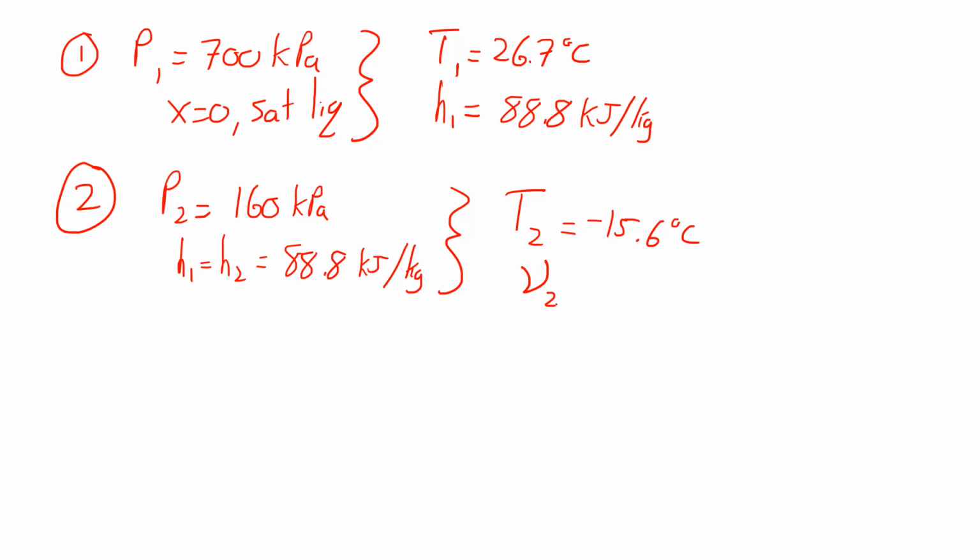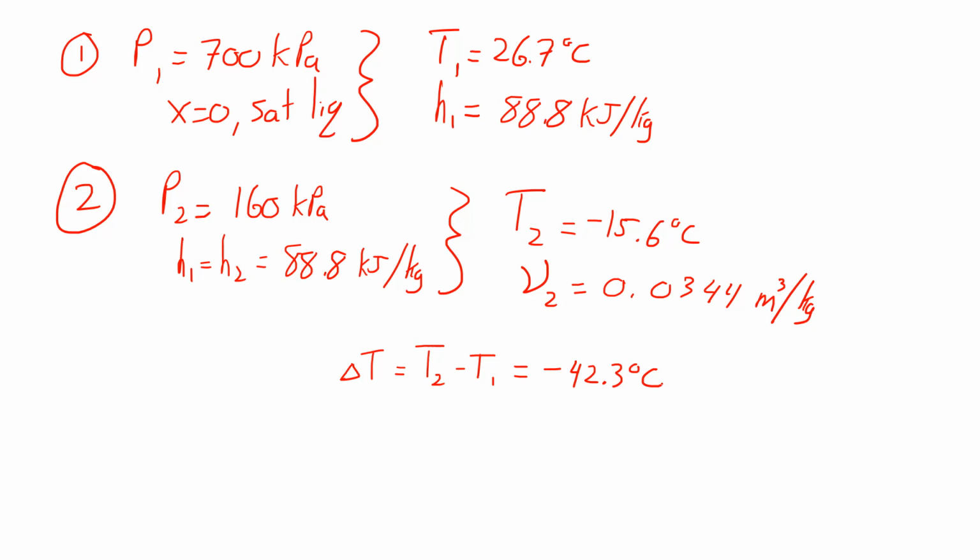And also it asks me for the specific volume of the fluid when it exits the valve. And the other thing it's asking for is the delta T, right? So that would be the temperature out minus the temperature in. We end up with a total change or drop in temperature of 42.3 degrees Celsius.